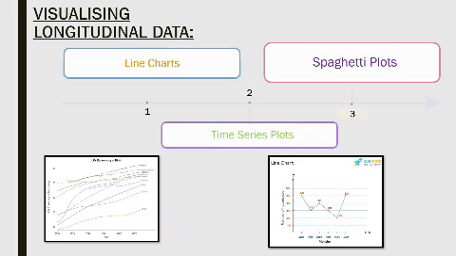Next, when it comes to visualizing longitudinal data, line charts and time series plots are the best. They clearly show how a variable changes with time. For example, if we draw a line showing monthly sales, we can easily see the months when sales went up or down. When we have multiple subjects, we can use spaghetti plots where each line represents one person or object, showing their individual changes over time.